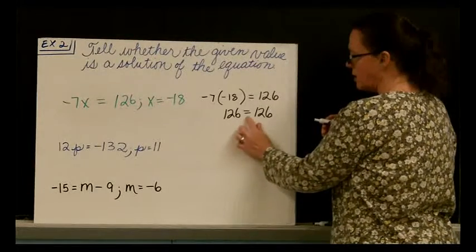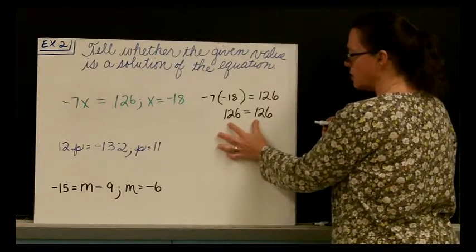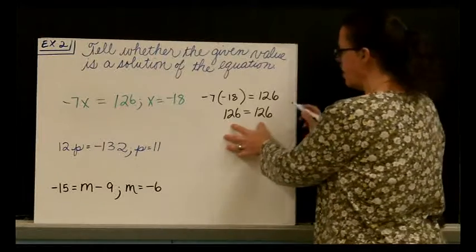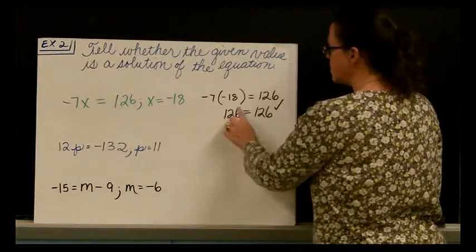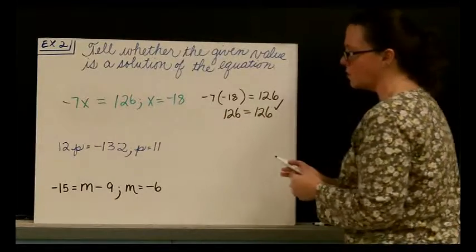When we have an equal sign in the middle, both numbers on both sides are exactly the same. This checks out that yes, negative 18 is a solution for this equation.